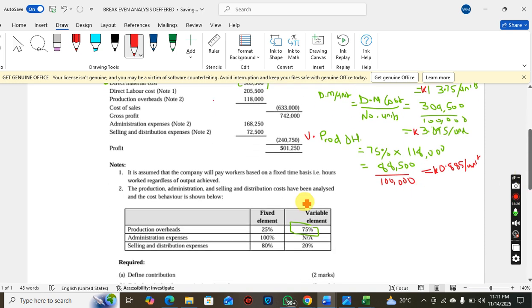Administrative is fixed. Selling and distribution expenses: the variable portion is 20% of 72,500, which is 14,500. Now the per unit.